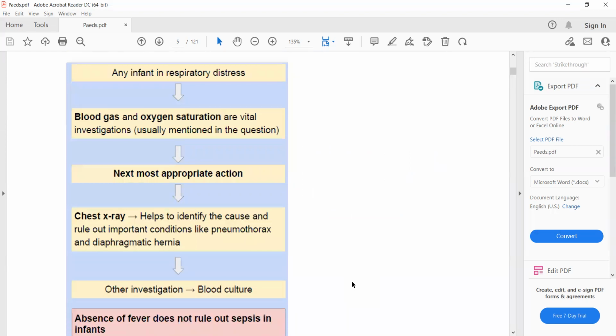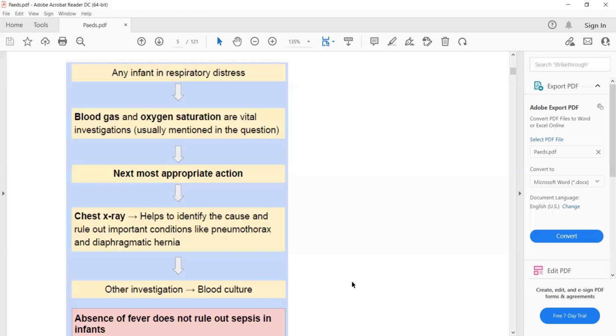Now, a short summary of an infant who is in respiratory distress. What is the stepwise management of an infant who is in respiratory distress? The first thing that you will do is a blood gas and oxygen saturation. These are vital investigations that need to be done initially. Next, most appropriate action is chest X-ray, because chest X-ray will help us to identify the cause and rule out important conditions like pneumothorax and diaphragmatic hernia.